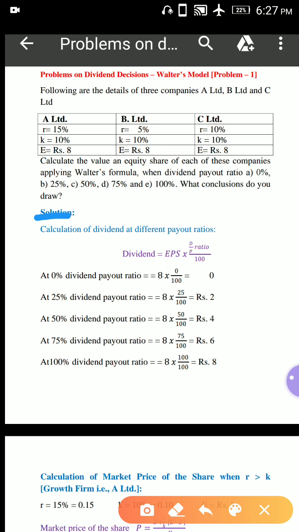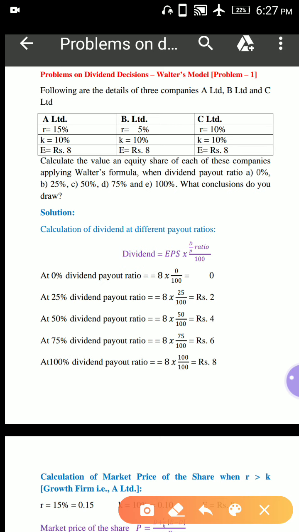calculation of dividend at different payout ratios. So first, at the different payout ratios, we will calculate the dividend. To calculate dividend at different payout ratios, this is the formula. Dividend is equal to EPS, earnings per share, here E, into D/P ratio, that is dividend payout ratio, divided by 100. Dividend is equal to earnings per share into dividend payout ratio divided by 100.